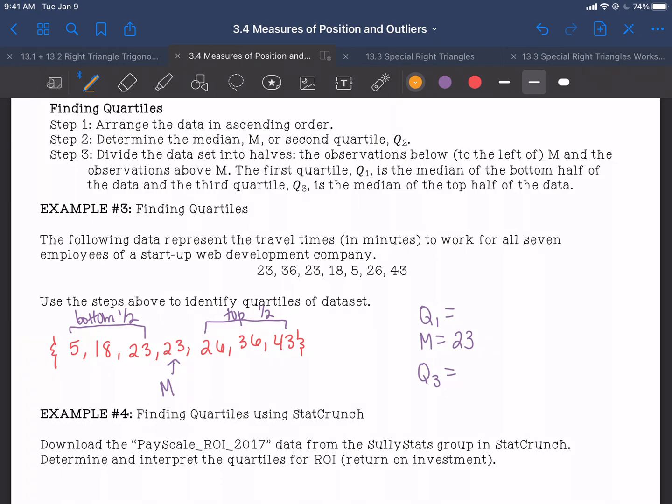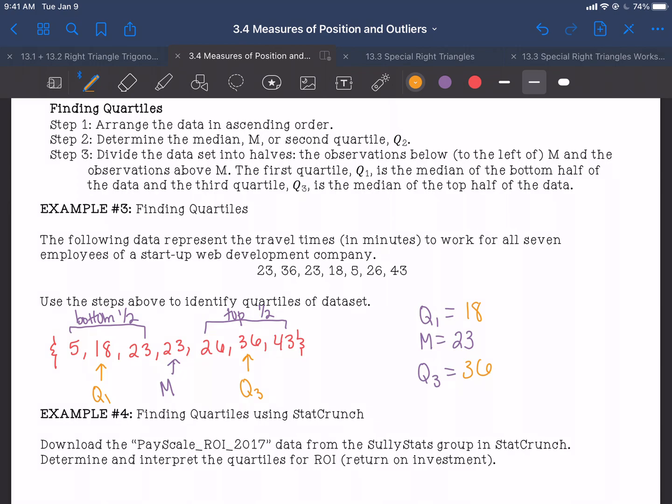So to find your first quartile, look at the bottom half of the data and find the median of that bottom half. So the median of that bottom half would be 18. So our first quartile is 18. And then our third quartile is the median of the top half, which would be 36. All right, so there we have how to find quartiles by hand, which you're really only going to do with a small set of data.